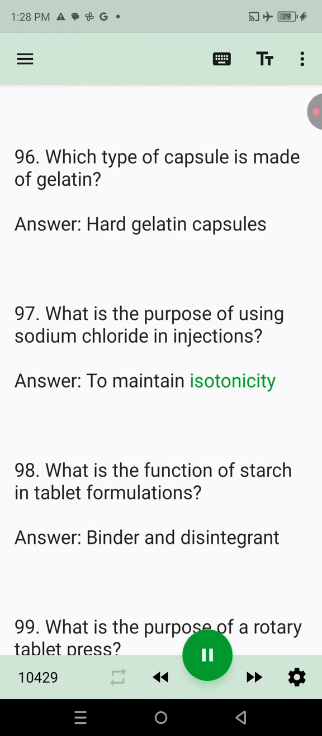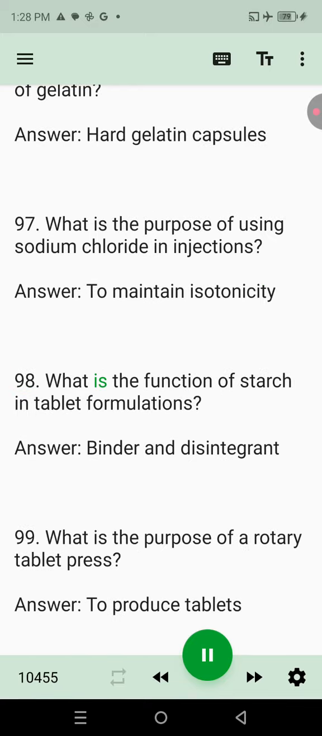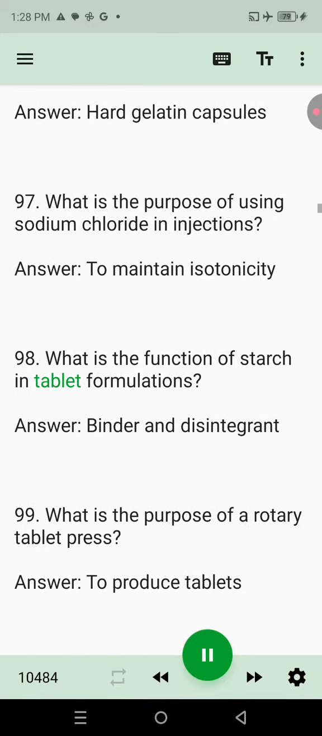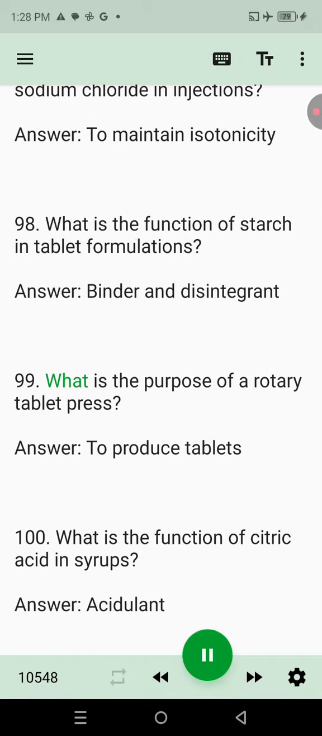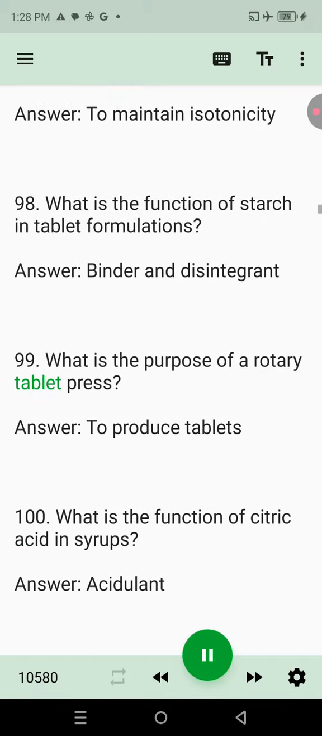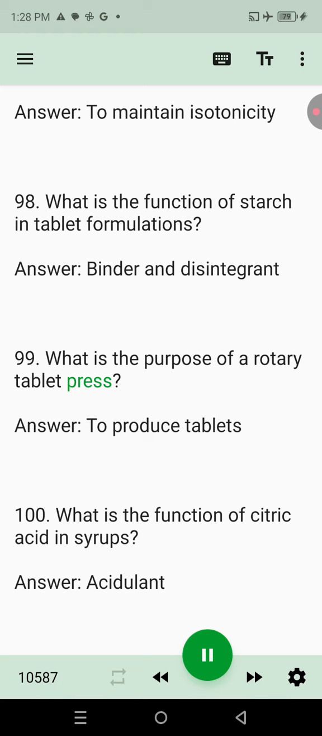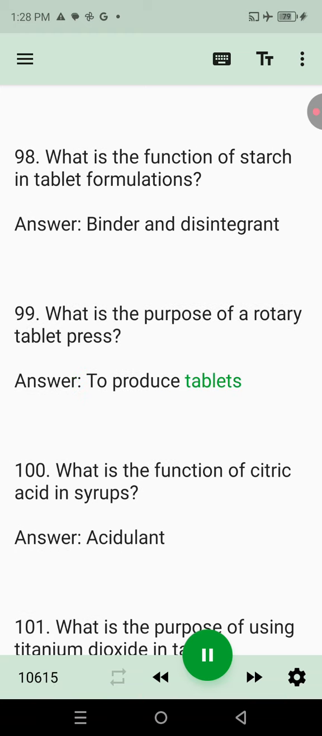Answer. To maintain isotonicity. 98. What is the function of starch in tablet formulations? Answer. Binder and disintegrant. 99. What is the purpose of a rotary tablet press? Answer. To produce tablets.